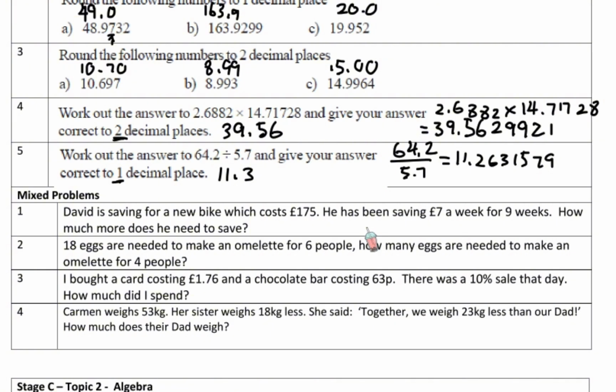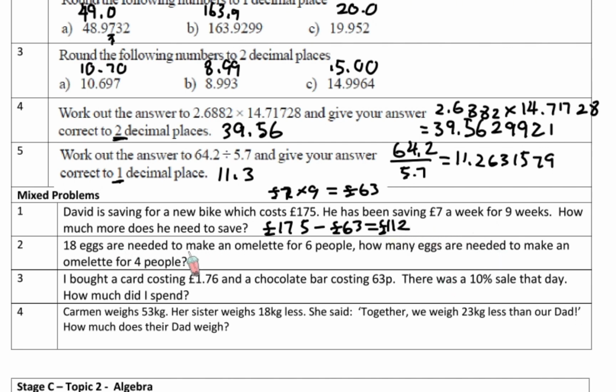Question 1. David is saving for a new bike which costs $175. He has been saving $7 a week for 9 weeks. How much more does he need to save? So first we'll calculate how much he's been saving for those 9 weeks. So we will take 7 multiplied with 9, which would equal to 63. And 175 minus 63 would equal to 112.